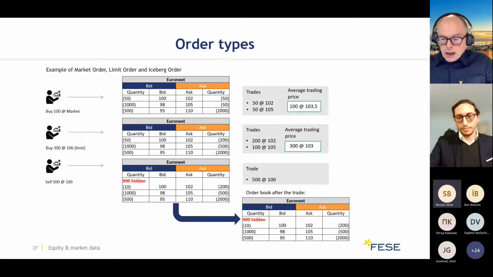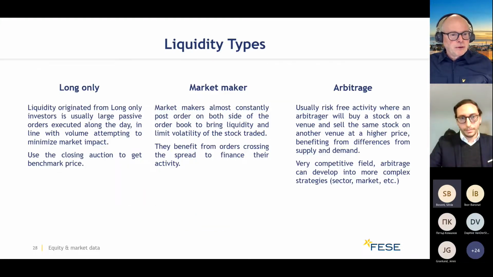I just wanted to say that market orders on Nasdaq just trade the top of book. In this example, we would only trade the 50 shares at price 102. Last slide, thanks for reminding me about the time. I was so excited here, I lost track of time.